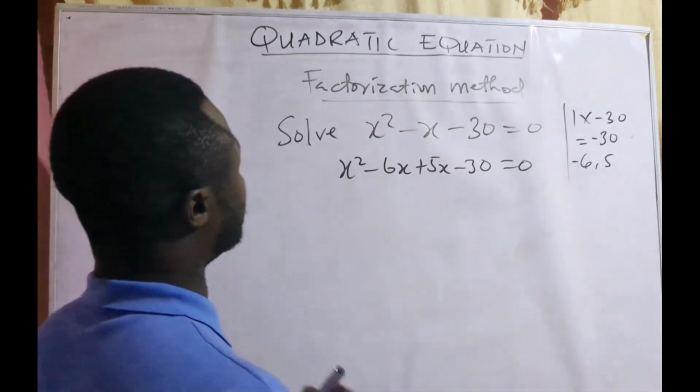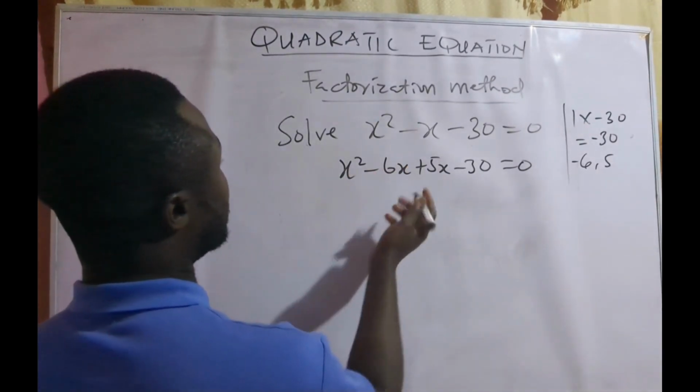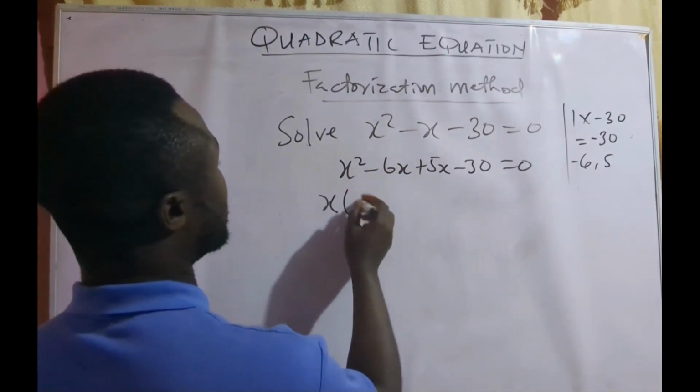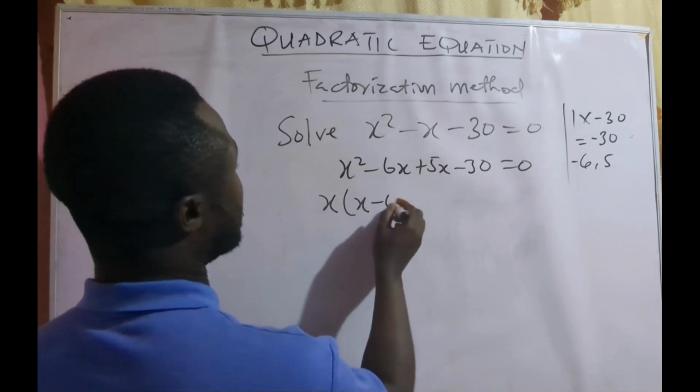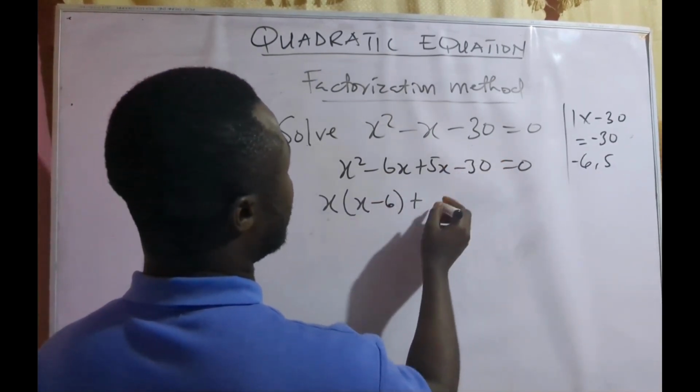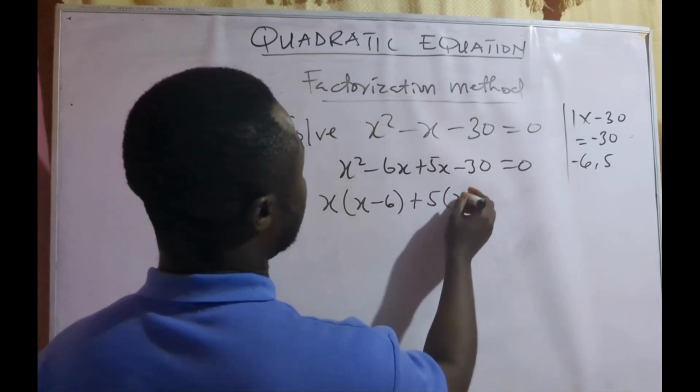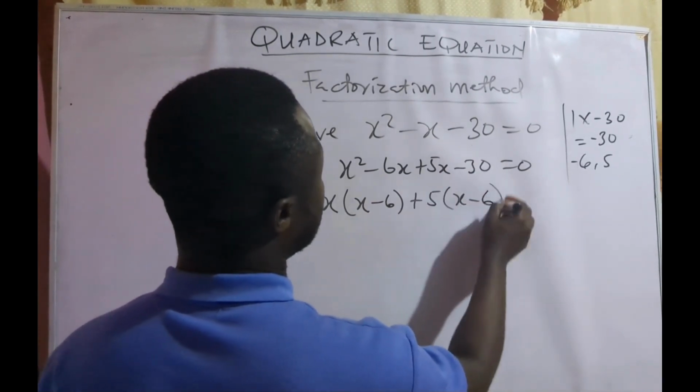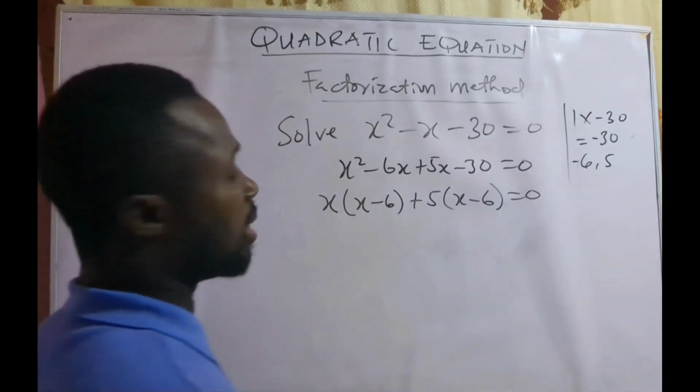Then I'm going to do what? I'm going to factor out. So x squared minus 6x, the highest common factor will be x, and I have x minus 6. Plus, then I count 5x and then minus 30. The highest common factor will be 5, and then 5 goes into 30 will give what? 6. So that will also be x minus 6.